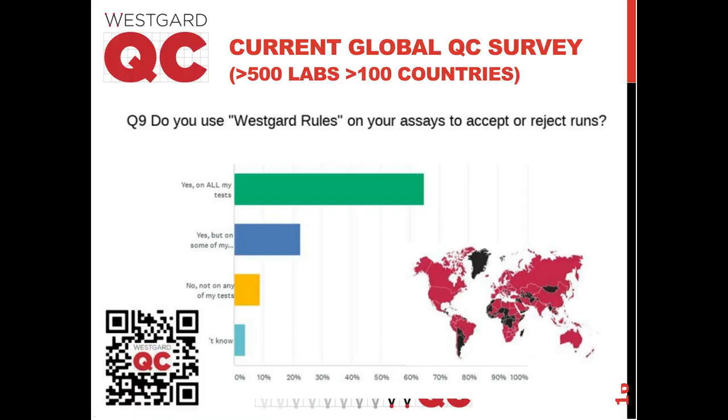Now let's compare what we see around the world. 87% of labs report they are using Westgard rules, and that's split between on some tests and all tests. But if you look at all my tests, it's about exactly the same. So you can see that around 60 to 66%, not only in this audience, but around the world, are using Westgard rules. And less than 10% of labs don't use them at all.